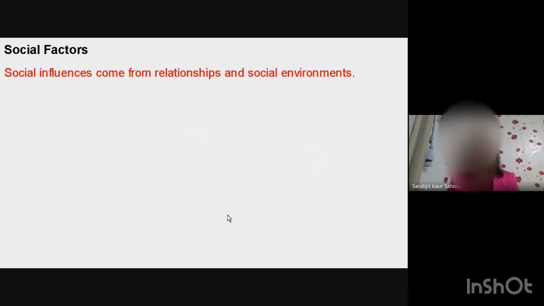The next factor is the social factor of the learner. Now what is a social factor? Social influences come from relationships and social environment. Sudhansh told me that family support is very important, so family support will come under social factor.